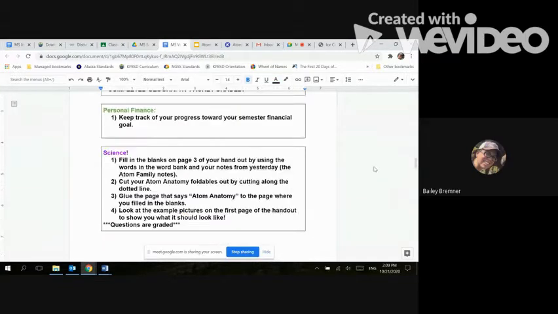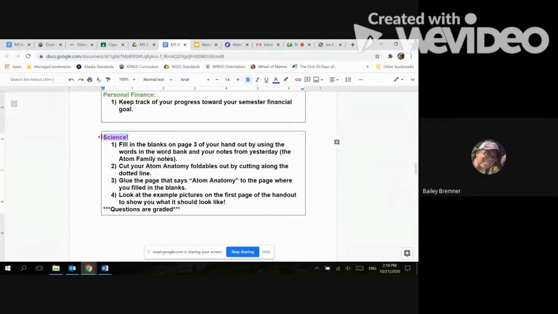Notice for science that you're going to be filling out the atom anatomy worksheet. This is kind of a foldable, similar to the scientific method foldable you did. You're going to be filling in some words to show what you learned yesterday. You're going to cut them out if you can, and then glue them together. If you don't have scissors and glue at home, don't sweat it too much. I mostly want to know that you filled out the questions. That's the most important part.